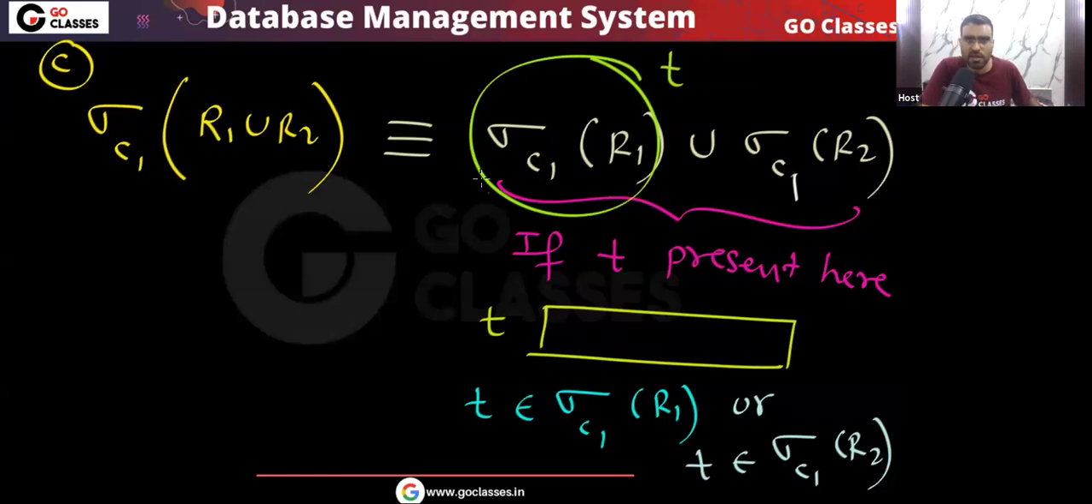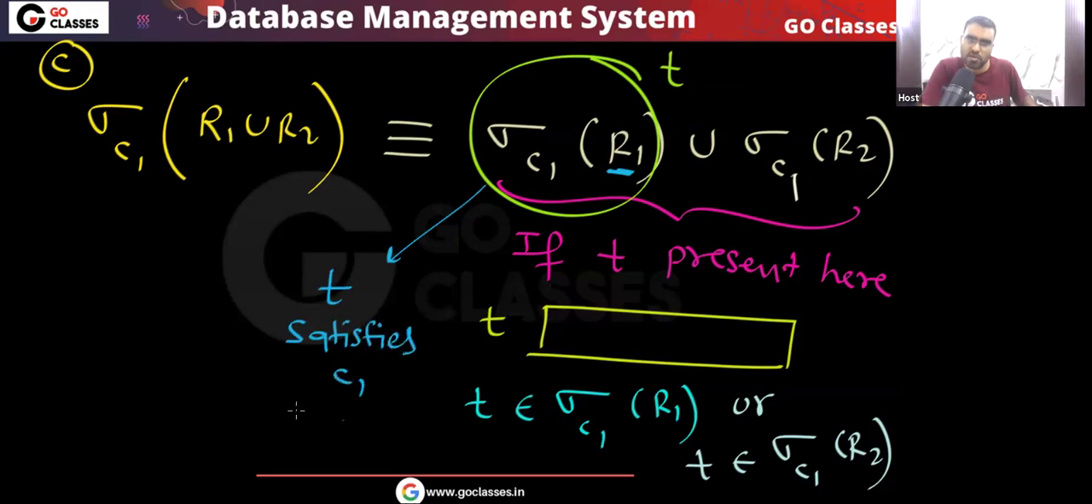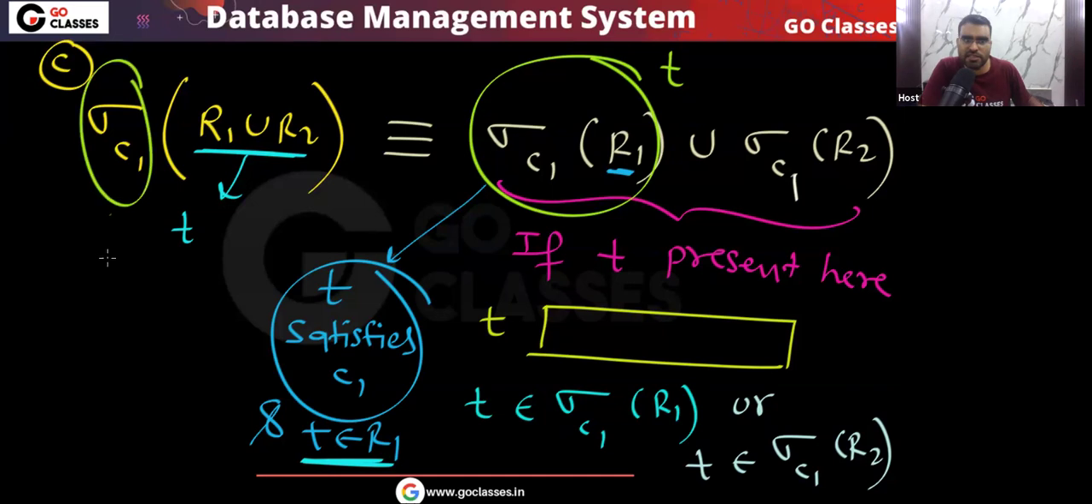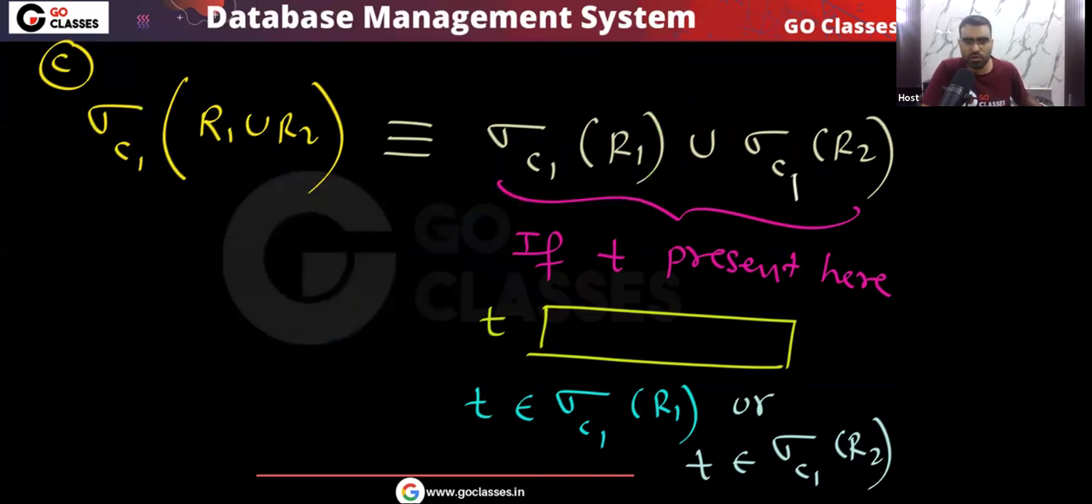What does it mean? It means T belongs to R1 and T satisfies C1. Yes or no? So if T belongs to R1, then T will belong to R1 union R2. Agree? And T already satisfies condition C1. So this T will satisfy condition C1, so T will be in this result. Yes or no?